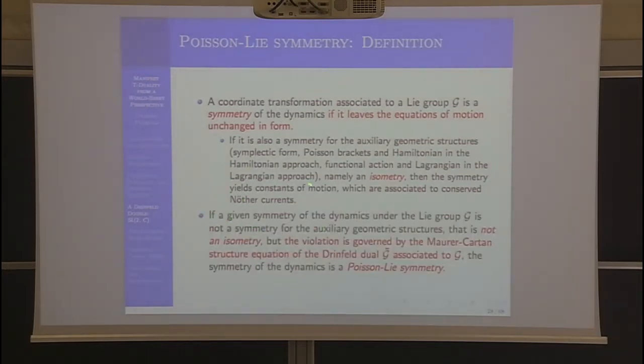If a given symmetry of the dynamics under the group G is not a symmetry for this auxiliary geometric structure, that is to say, if this symmetry of the equations of motion is not an isometry, but the violation is governed by the Maurer-Cartan structure equation of the Drinfeld double dual associated to G, then we say that the symmetry of the dynamics is a Poisson-Lie symmetry. So this is the condition that has to be verified in order to talk about Poisson-Lie symmetry. We will see this more explicitly later on.